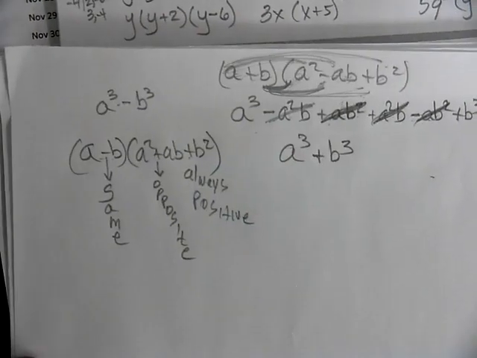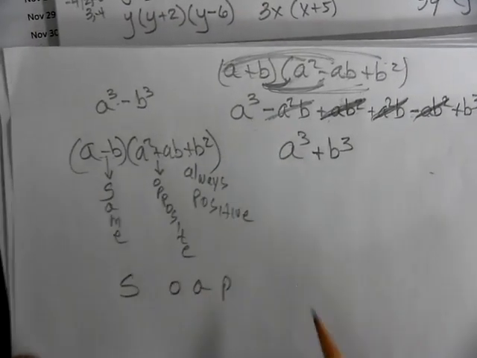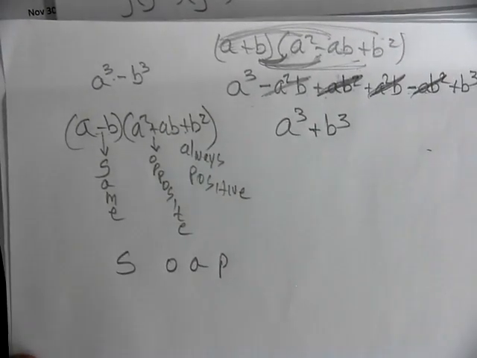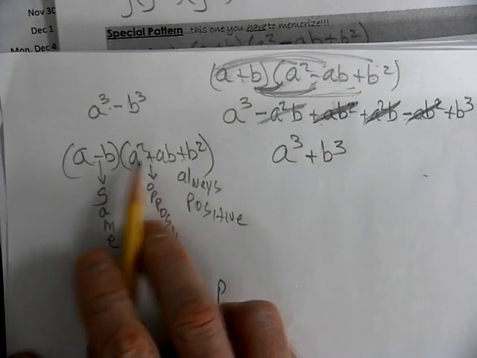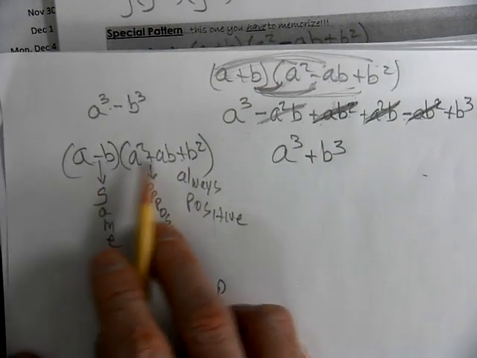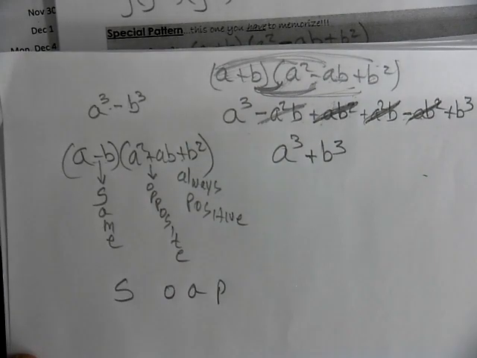And if you look at the beginning of each of those words, S-O-A-P, you get soap. SOAP helps you remember what your signs are going to be for your perfect cubes, sum and difference of two cubes. It's the same, it's opposite, it's always positive. Maybe that helps you.